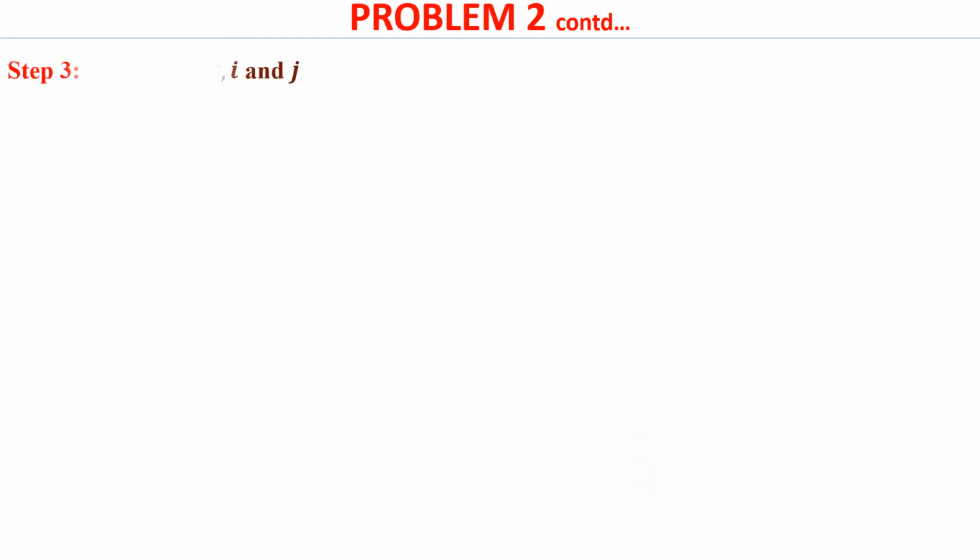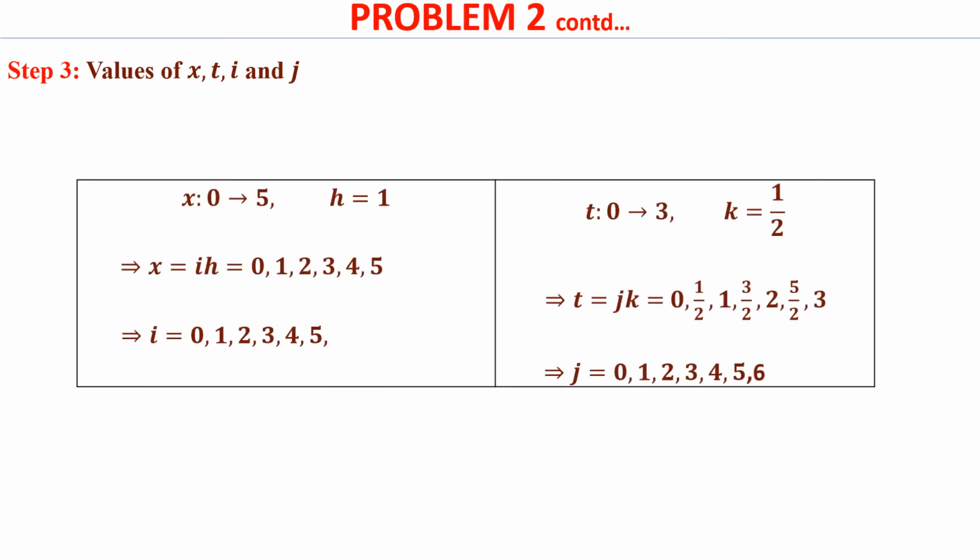Let's take up step 3 now, the values of x, t, i and j as we did in the previous problem. Here the limits of x are from 0 to 5, h is given to be 1, and therefore x is equal to ih. As we did in the previous case, we split 0 to 5 in steps of 1, we get back the same, and then we divide all the numbers by h. What is h? It's equal to 1, so the i values also remain 0 to 5.